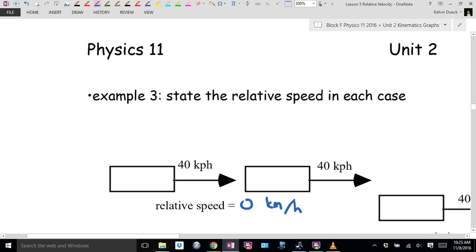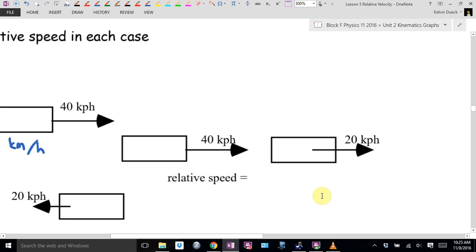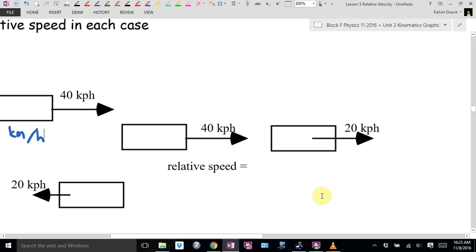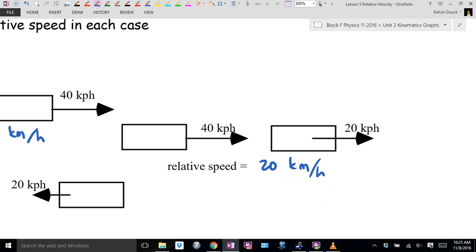If a car pulls up next to you and matches the same speed as you, you can look, their faces aren't blurred, they're not zipping by. Relative to you, they're at rest. They're both 0. What about here? If one's going 40 and the other one's going 20 and they're in the same direction, what's their relative speed? You're right. 20. And the one in front would see the one in back going forwards. The one in back would see the one in front going backwards. I don't care about velocity. I just want the speed, so I'm not worried about positive or negative.